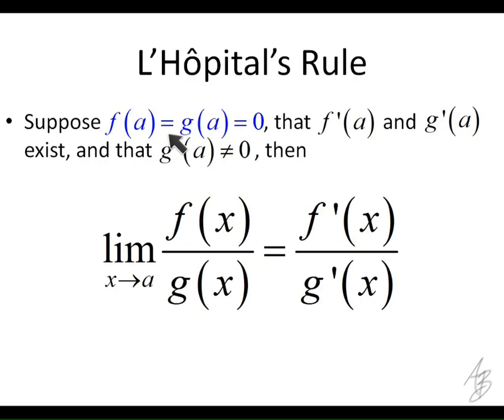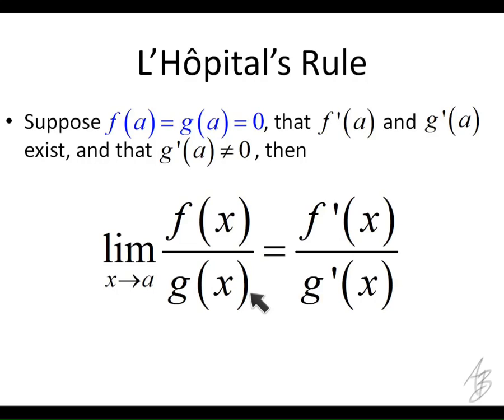This part is not built into the formula. That's why I have it highlighted here in blue. This is really important because if this is not true, then it doesn't work. So what this is saying is f of a and g of a are both 0. So if we go back to the sine of theta over theta example we looked at earlier, what we would end up with is 0 over 0.